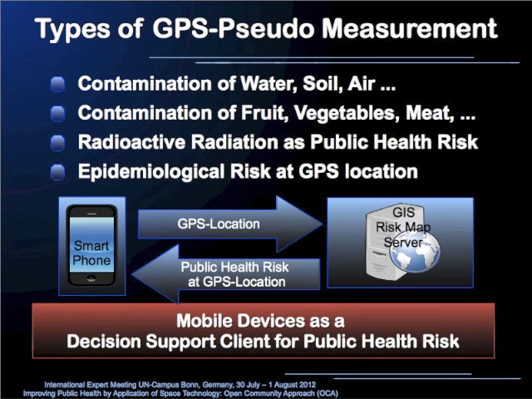By this basic concept, the smartphone becomes a type of GPS pseudo-measurement. It doesn't have sensors for contamination of water, soil, and air, for fruit, vegetables, and meat, radioactive radiation as a public health risk, or epidemiological risk at the GPS location. But by providing the GPS location to a GIS risk mapping server, the server can return the public health risk at the GPS location or can suggest access to risk mitigation resources or provide awareness programs for the certain area of public health risk. The mobile device becomes a decision support client for public health risk.